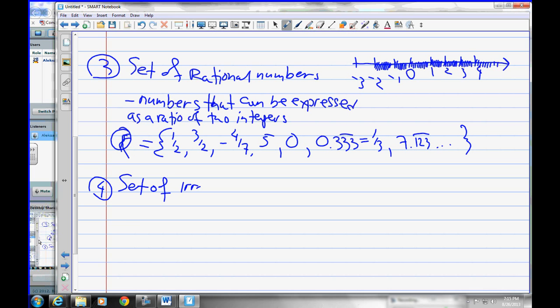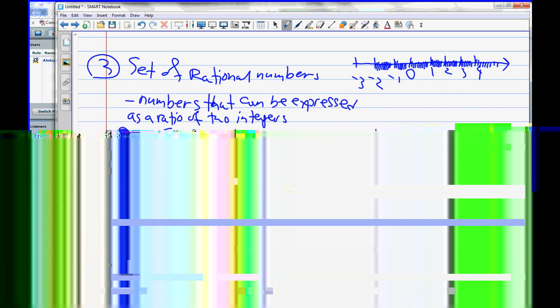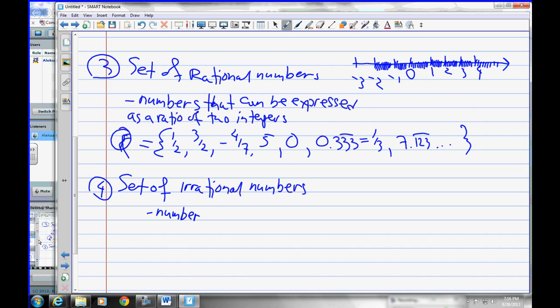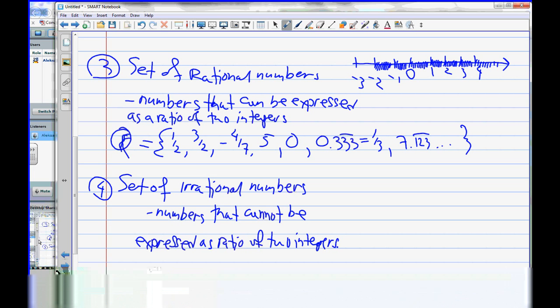Set of irrational numbers. So the numbers that cannot be expressed as a ratio of two integers, the decimal goes on forever. But the big way to tell that number is when the decimal is just random.